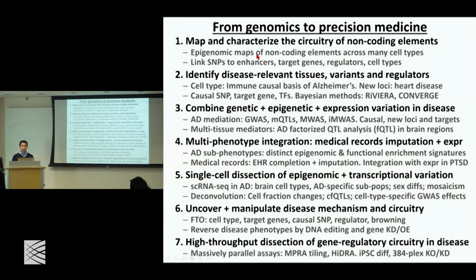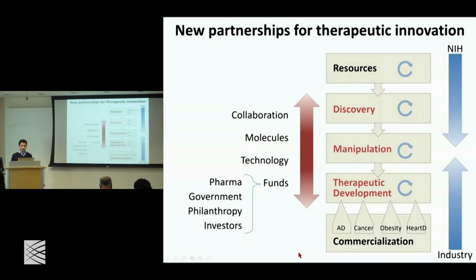So what I've told you about is how we can use epigenomics to systematically map and characterize the circuitry of the non-coding genome, how we can identify disease-relevant tissues, variants, and regulators, how we can combine genetic, epigenetic, and transcriptional variation in disease, how we can do this across multiple phenotypes, learning metaphenotypes that are much more disease-relevant, how we can, in fact, use single-cell data directly or through imputation to deconvolve the bulk activity into individual cell types, how we can use this information to uncover and manipulate specific circuits for disease, and how we can, in fact, do this in very high throughput.